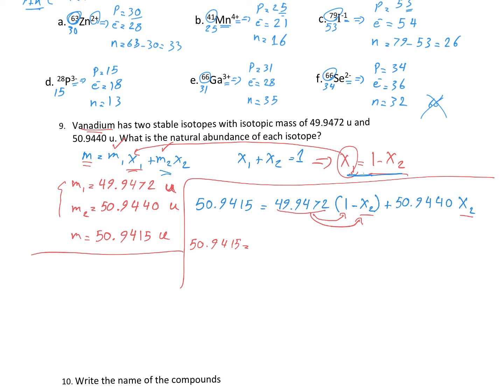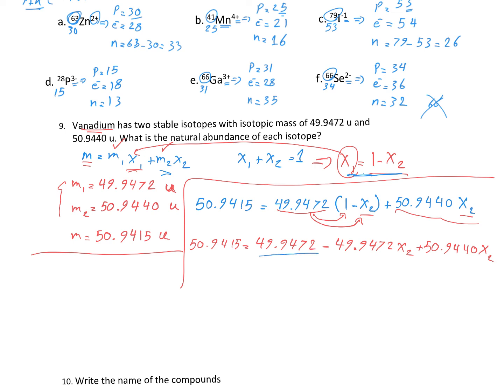50.9415. So this times 1 is itself, minus this times 1, x2 is this number times x2, 72x2, and I just write the rest of it, plus 50.9440x2. Okay, so I keep changing the color so it helps it to read.